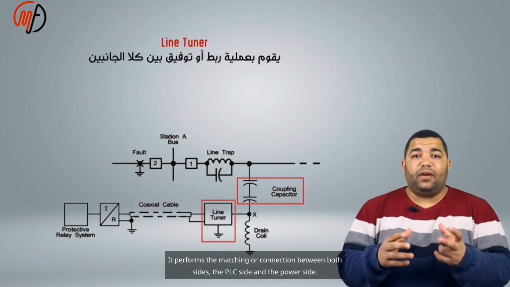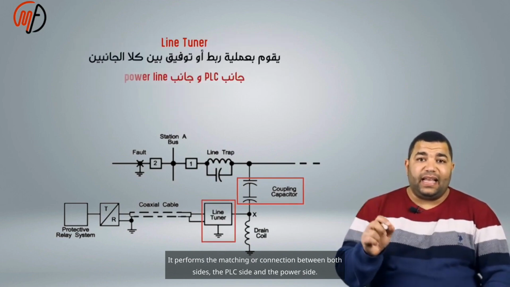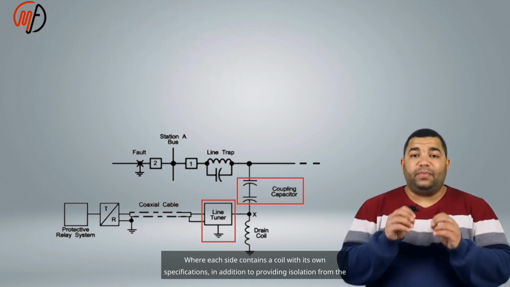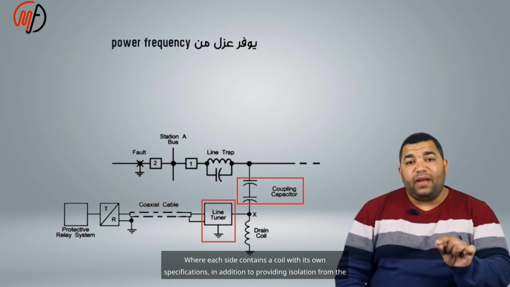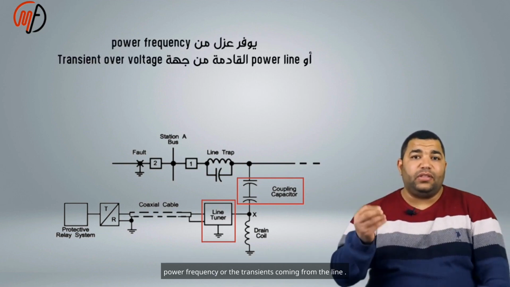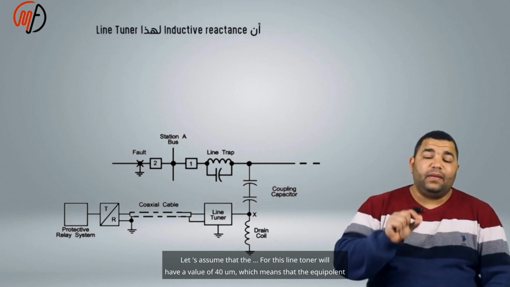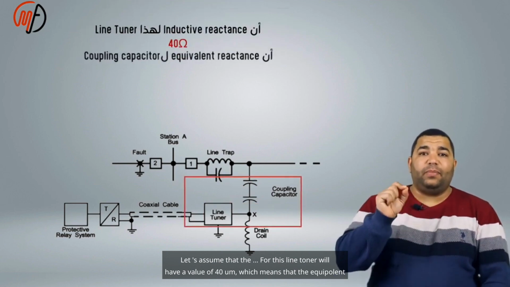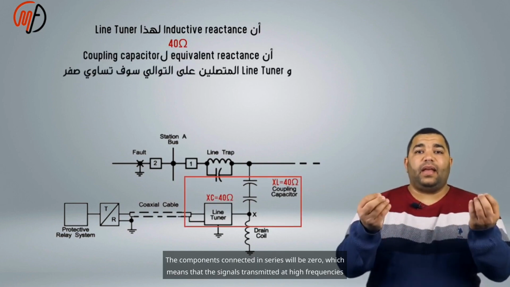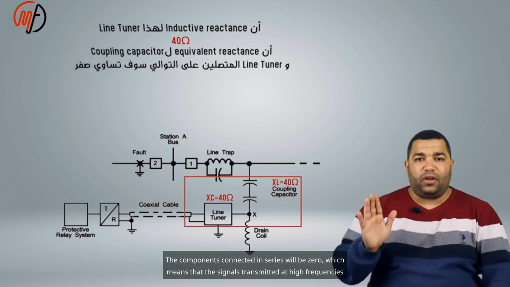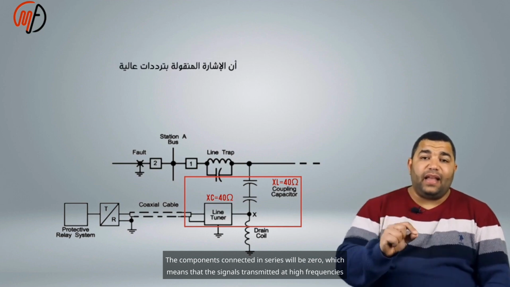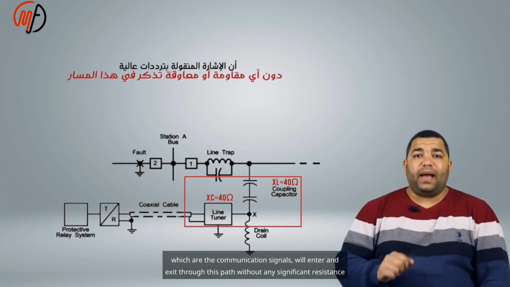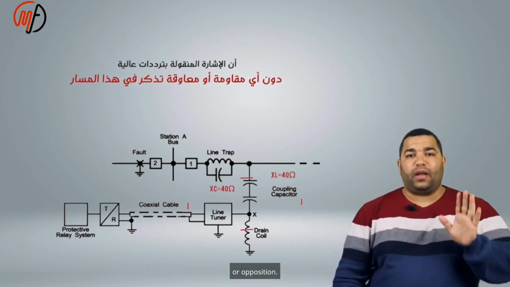It performs the matching or connection between both sides, the PLC side and the power side, where each side contains a coil with its own specifications, in addition to providing isolation from the power frequency or the transients coming from the line. Let's assume that for this line tuner, we'll have a value of 40 ohm, which means that the equivalent reactance of the components connected in series will be 0, which means that the signals transmitted at high frequencies, which are the communication signals, will enter and exit through this path without any significant resistance or opposition.